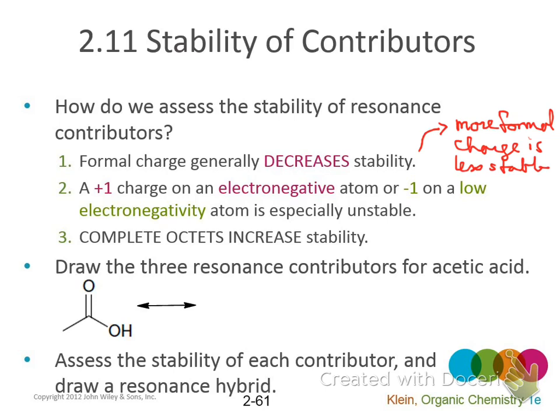Other things is you have to look at electronegativities. If you have a very electronegative atom, it generally doesn't like to have positive charges. Oxygen gets put in that situation a lot. And the other thing that could be said, and it could be said two ways, is complete octets increase stability, incomplete octets decrease stability.